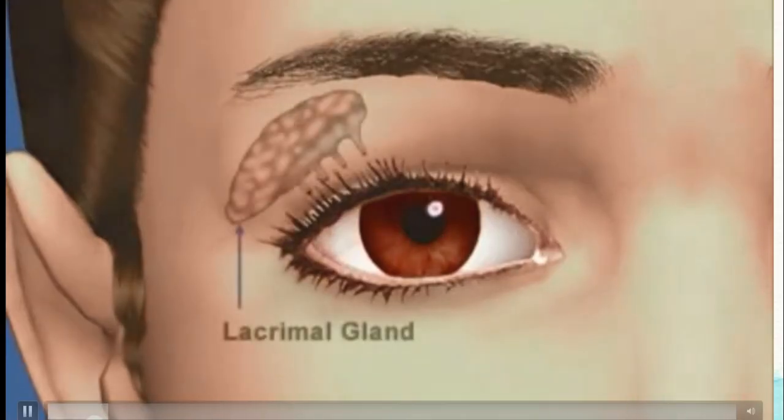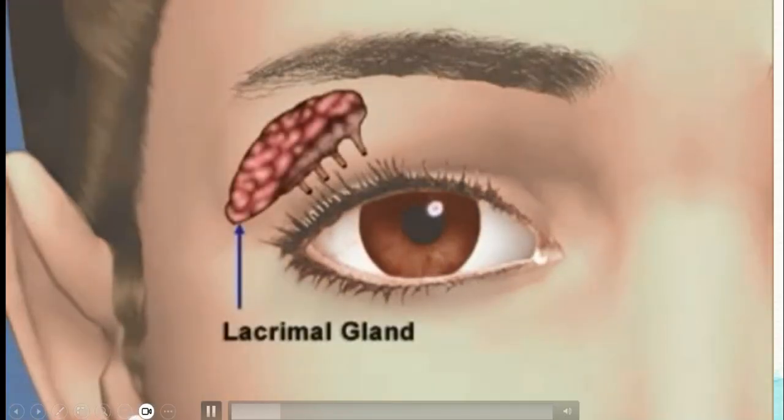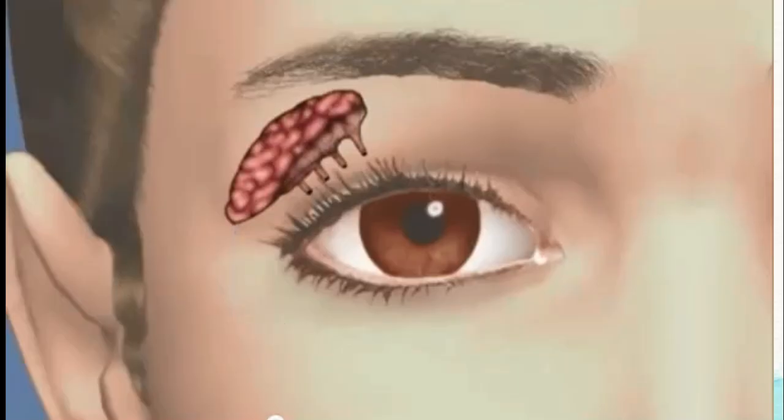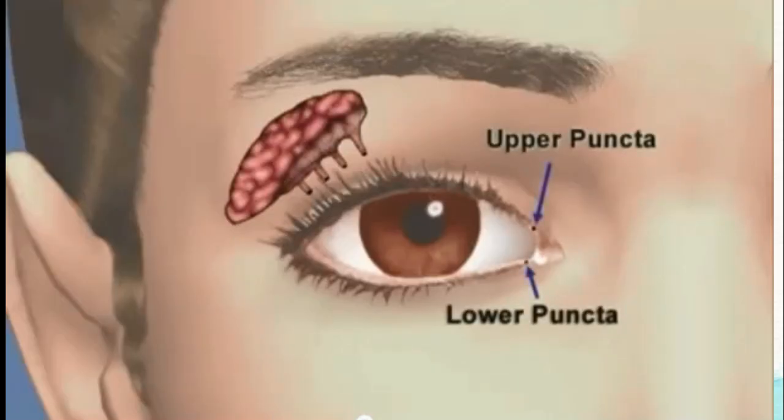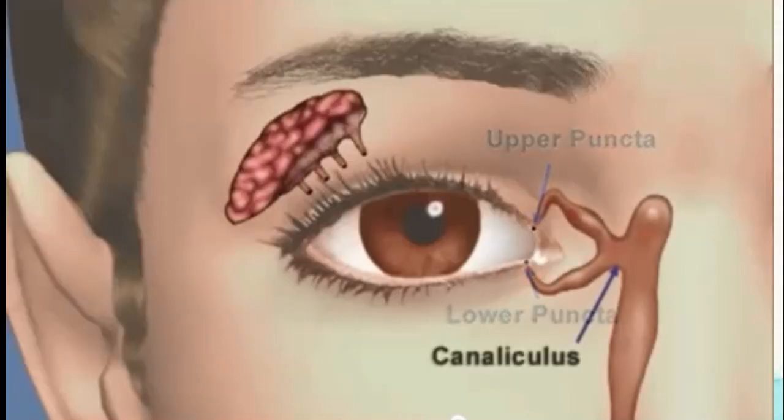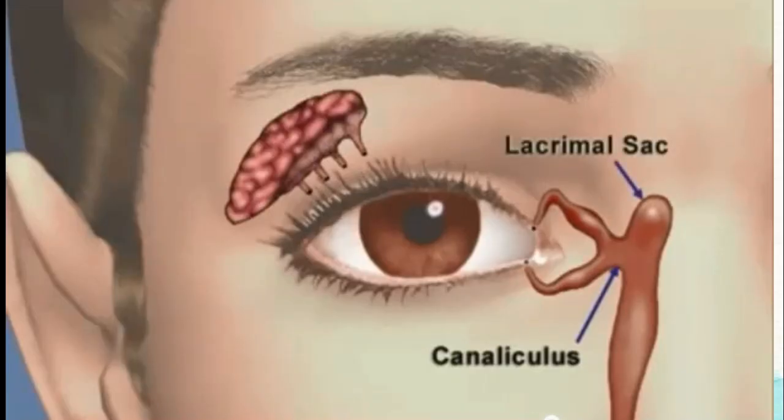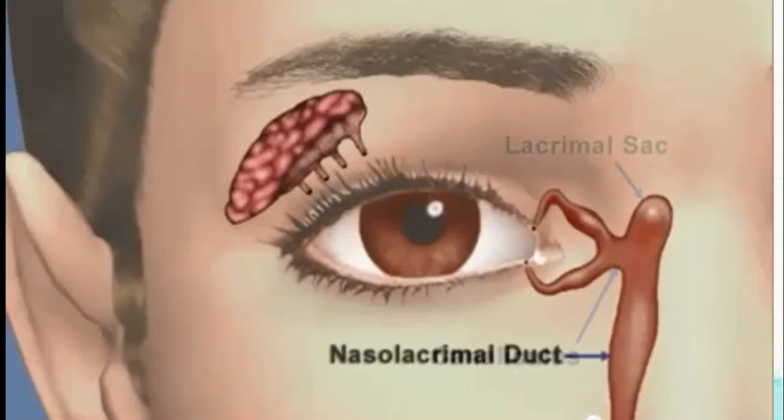Moist and healthy. The lacrimal gland and other small glands inside the eyelid and on the white part of the eye constantly produce tears to keep the eye healthy. Tears drain from the eye through two small openings called upper and lower puncta, located at the inside corner of the upper and lower eyelids near the nose. Tears move through a passage called the canaliculus and into the lacrimal sac. They then drop into a tear duct called the nasolacrimal duct and drain into the back of the nose and throat. That's why your nose runs when you cry.